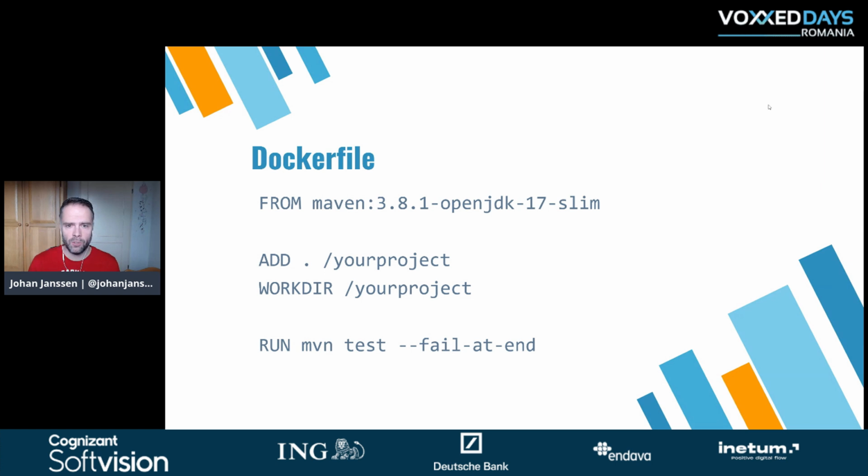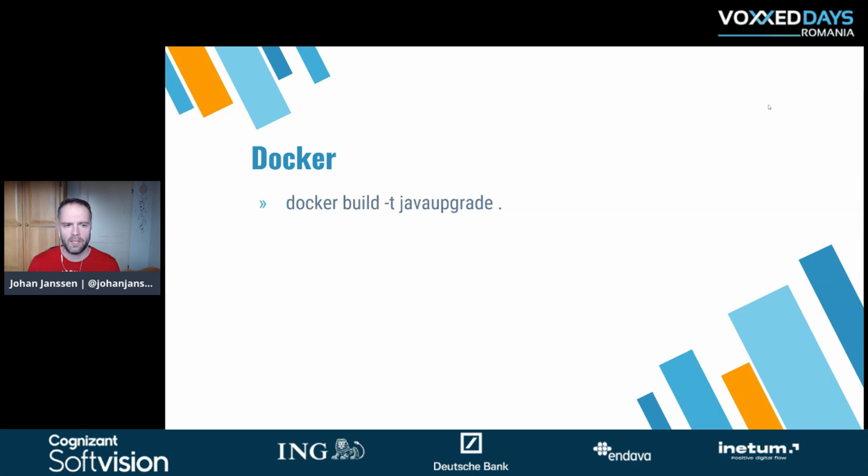If I want to execute these steps, I can simply say docker build -t. I give it a name, in this case Java upgrade, and then I specify the dot. The dot is not the end of the line. The dot is specifying the context that needs to be built, and in this case it's the current directory. So don't forget the dot. It's a common mistake that's being made when you start with Docker. And that way you can easily run your examples.